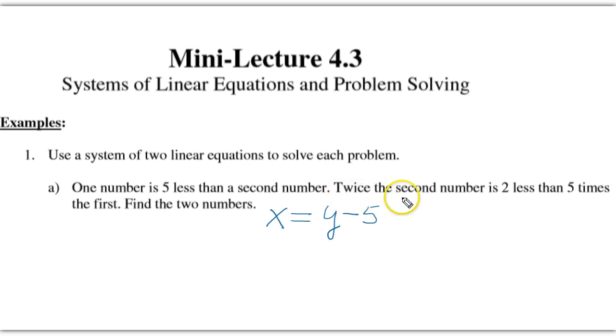Now, twice the second number, we're saying y is the second number, so twice y is 2 less than 5 times the first number. Well, 5 times the first number, which we said is x, and it's 2 less than that.